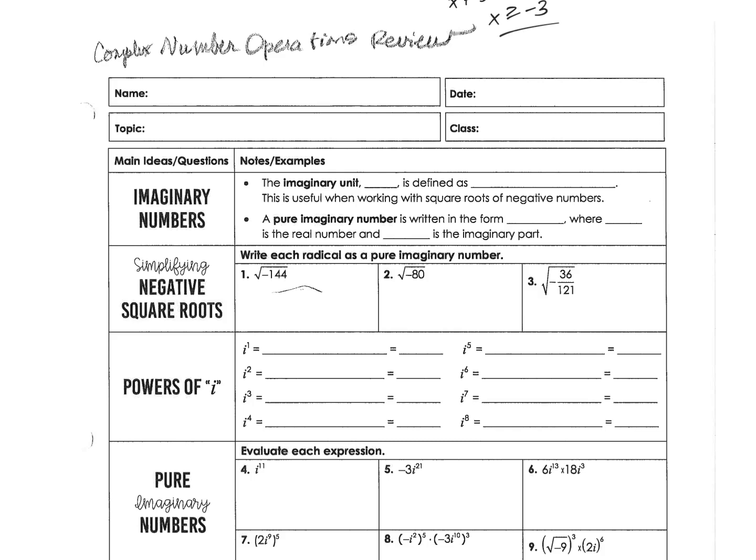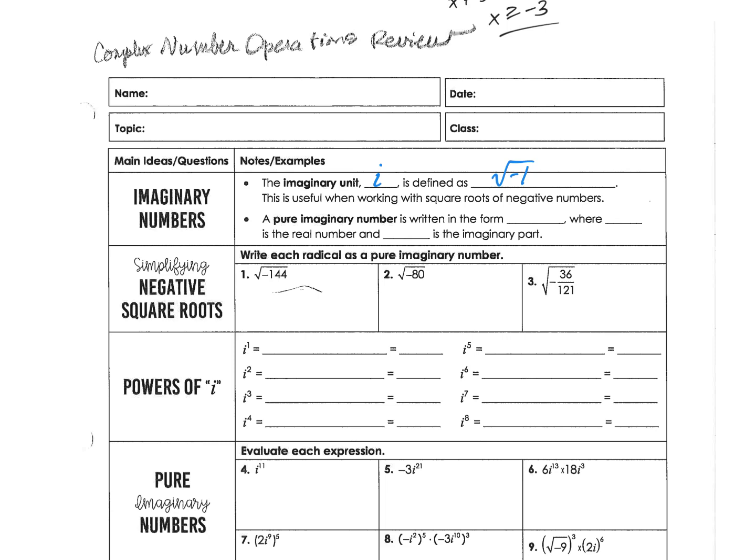About imaginary numbers. What is the imaginary unit? I. Okay, it is defined as what? Thank you. Square root of negative 1. It's useful when working with the square root of negative numbers, right? Because if we have the square root of a negative number, we simply make it a product of negative 1 and something, and then we can pull out i.